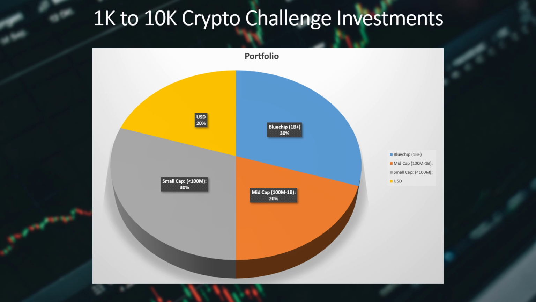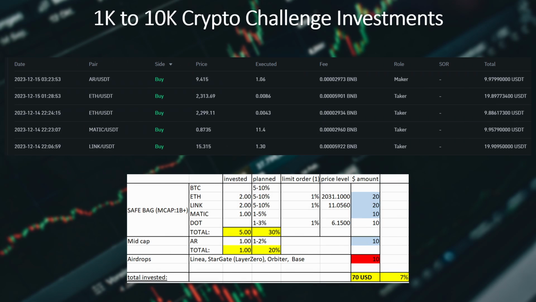So, as of today, I bought $30 of Ethereum, but after doing the airdrop, I have around $20 worth of Ethereum left. I bought $20 of Link, $10 of Matic, and $10 of Arweave at these price levels. I also have a few limit orders placed for ETH, Link, and DOT in case we get a pullback at these price levels.